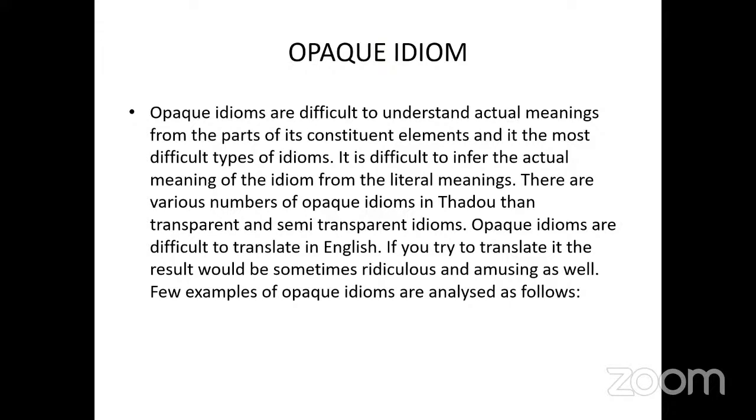Okay, now let's come to the last idiom, that is opaque idiom. Opaque idioms are difficult to understand the actual meanings from the parts of their constituent elements, and they are the most difficult types of idioms. It is difficult to infer the actual meanings of the idiom from the literal meanings.